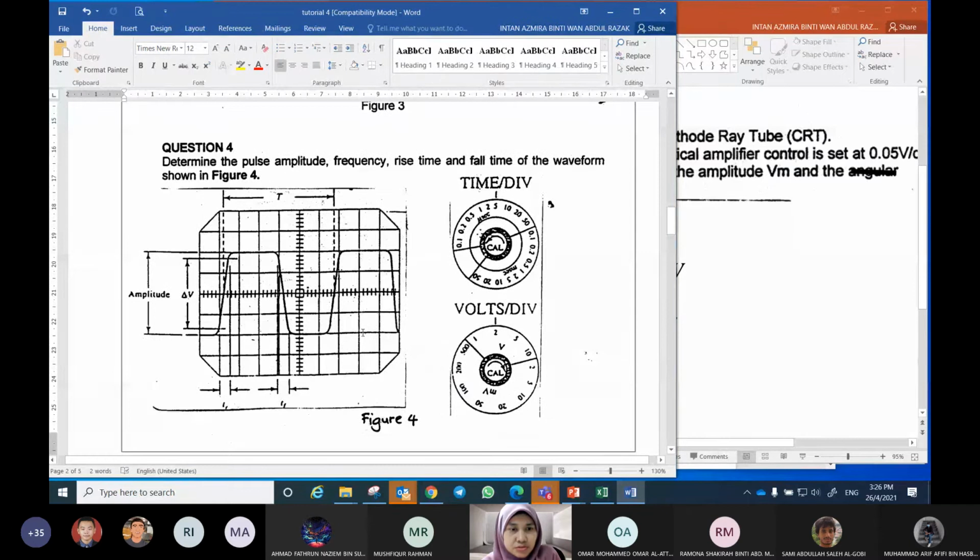Determine the pulse amplitude, meaning the amplitude of the signal, frequency, time rise, and fall time of the waveform shown in figure 4.